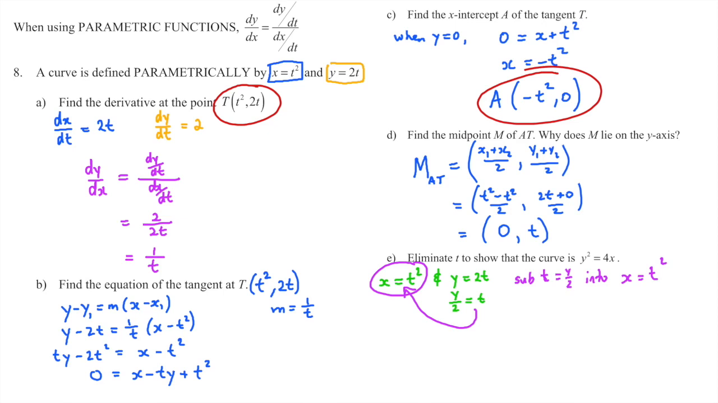If you do that, you get x equals (y over 2) squared. So x equals y squared over 4, since 2 squared is 4. Times the 4 to the other side, 4x equals y squared, or y squared equals 4x, which is what you were looking for.